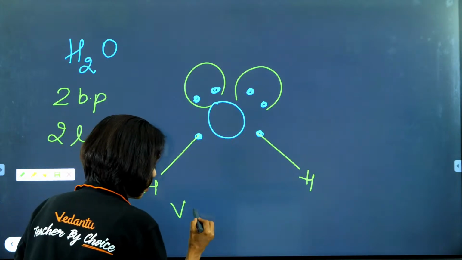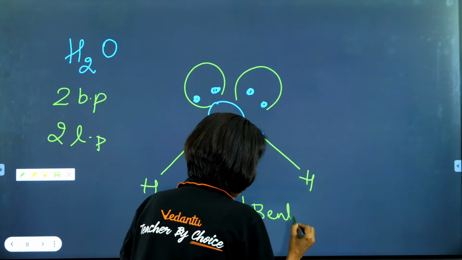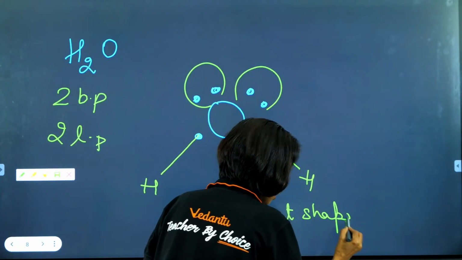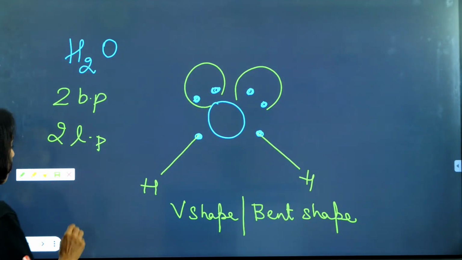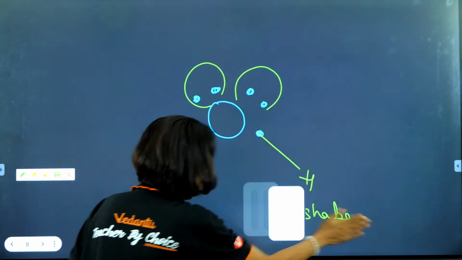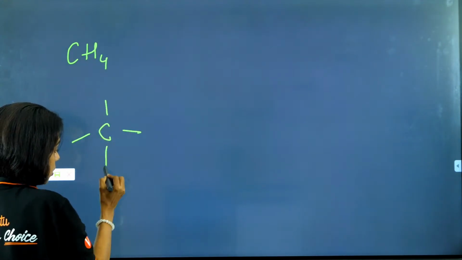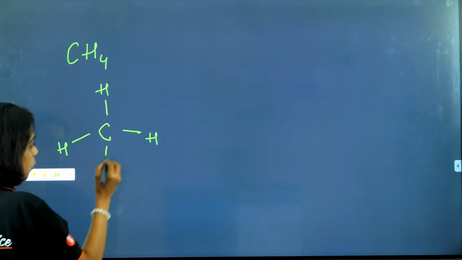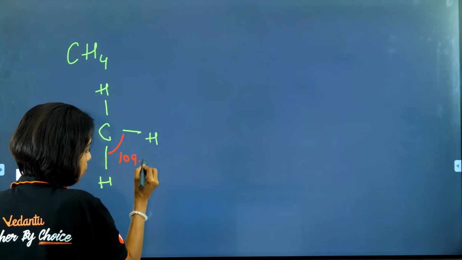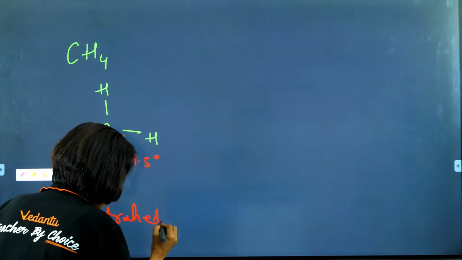So the molecule will look like a V shape, or you can call it a bent shape, right? Got it, guys? Yes, the molecule will look like this. Now let me compare all the three cases here. Which cases? CH4. All 4 bond pairs, the shape is tetrahedral. No lone pair, only 4 bond pairs. The bond angle is 109.5 degrees and we call it tetrahedral geometry, right?